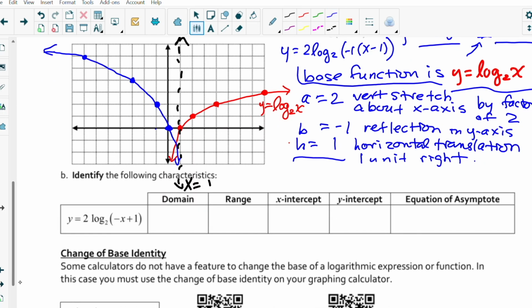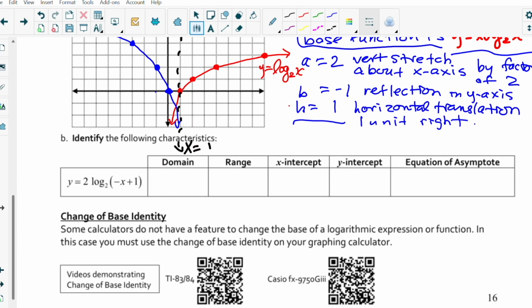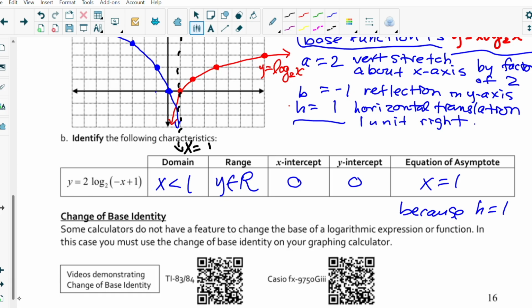Okay, let's fill in some characteristics and values for our transformed function. Identify the following characteristics. y equals 2 log base 2 of negative x plus 1. The domain, you can see from the graph, x is less than 1. The range, still all real numbers. X-intercept, that's right on 0. Y-intercept, also 0. Equation of the asymptote, x equals 1. This is because of our h value being equal to 1, it shifted the vertical asymptote over 1 unit.